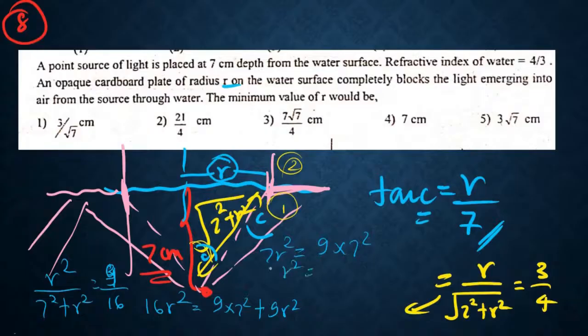So r squared equals 7, we can cancel it off, 9 into 7. So r is basically 3 into root 7. That's the answer, 3 into root 7. We have our answer. It's the fifth answer.